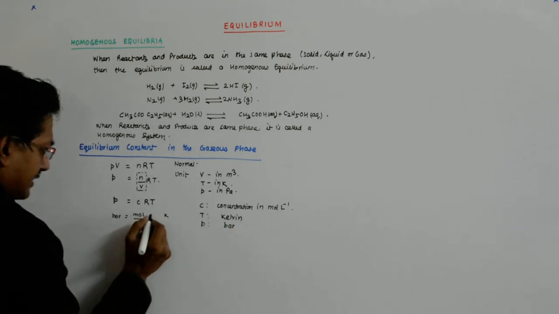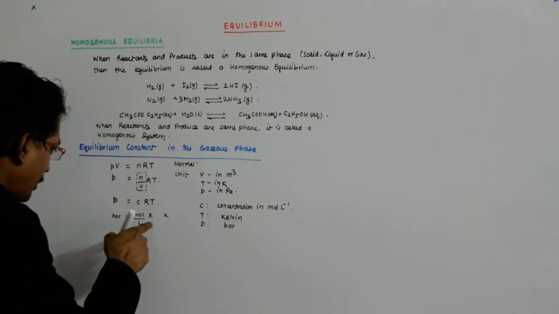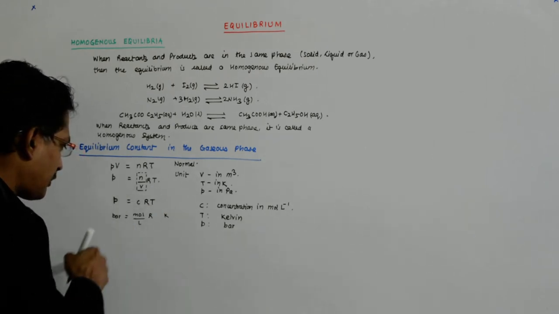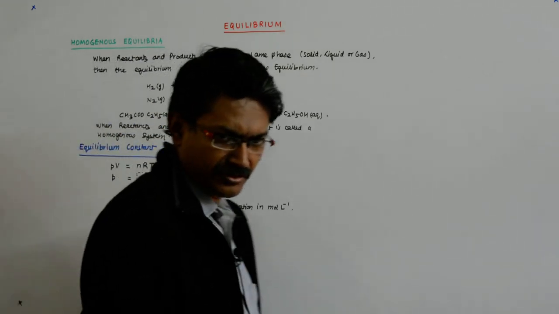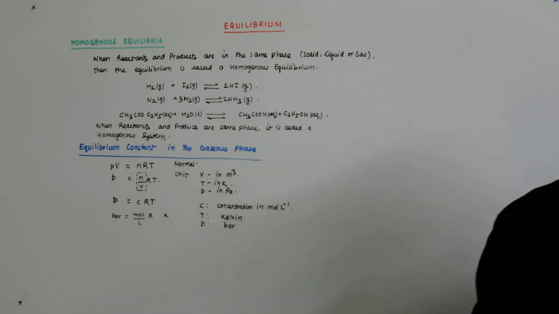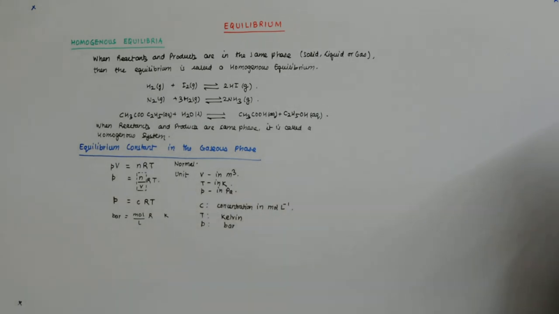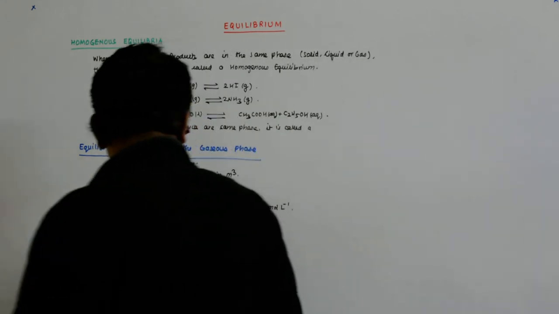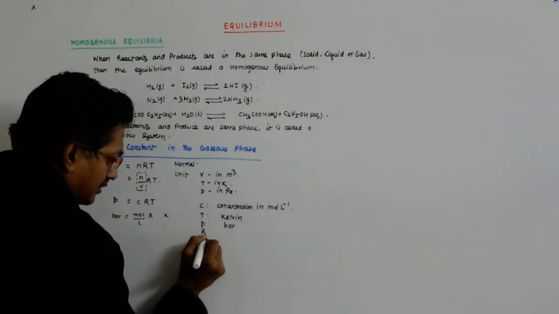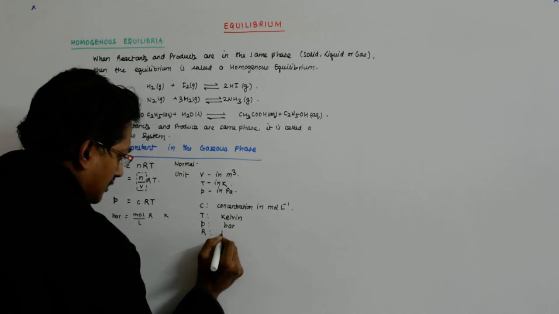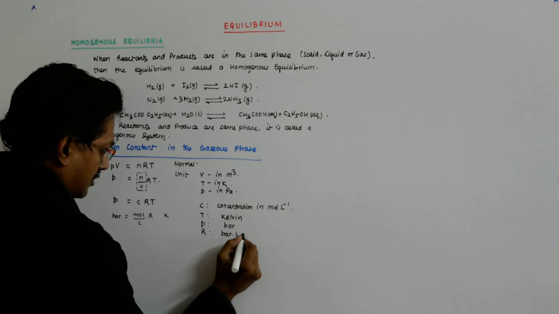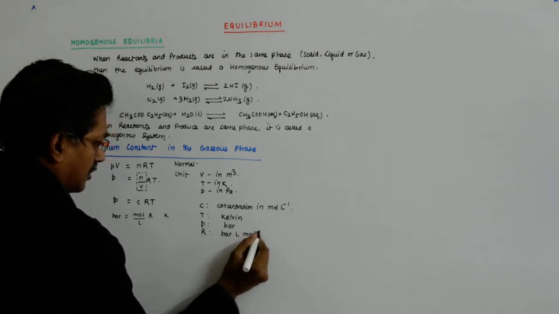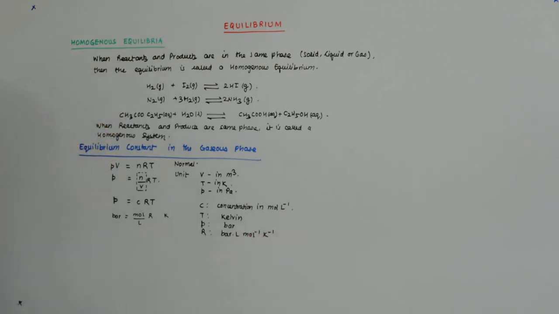Try to understand. This R, if I put in terms of bar liter per mole per Kelvin, then immediately this becomes your concentration. Do we get the point? So R is in bar liter per mole per Kelvin. Correct?